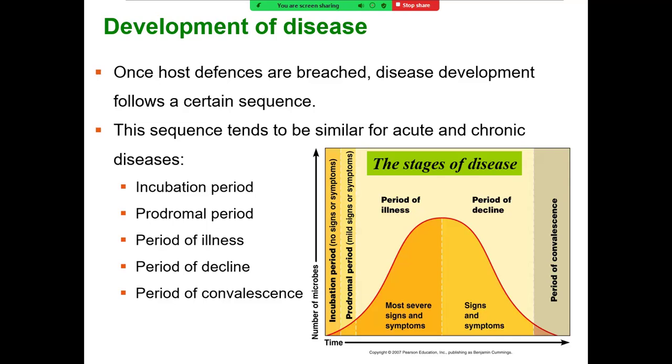And then sometimes with certain diseases, there is no period of decline or period of convalescence. In the old days, when a patient was HIV positive and became an AIDS patient, they would enter the period of illness and then they would die. So the graph would be broken right there. In the old days, before modern medicine, they would never enter a period of decline.